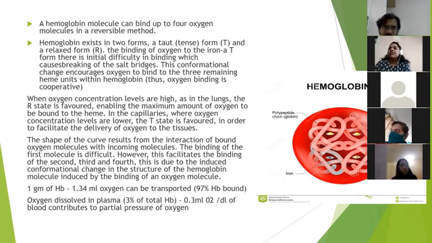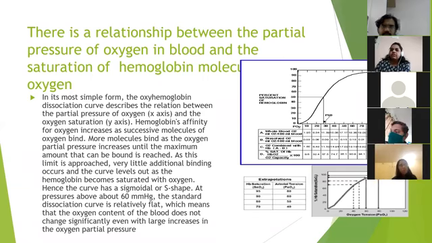So next slide. There is a relationship between the partial pressure of oxygen in the blood and the saturation of the hemoglobin molecule. The dissolved form is responsible for the partial pressure of oxygen in the blood. So this is an oxygen hemoglobin curve where on the y-axis there is the partial pressure of oxygen in the blood, and on the x-axis there is the percent saturation of the hemoglobin.